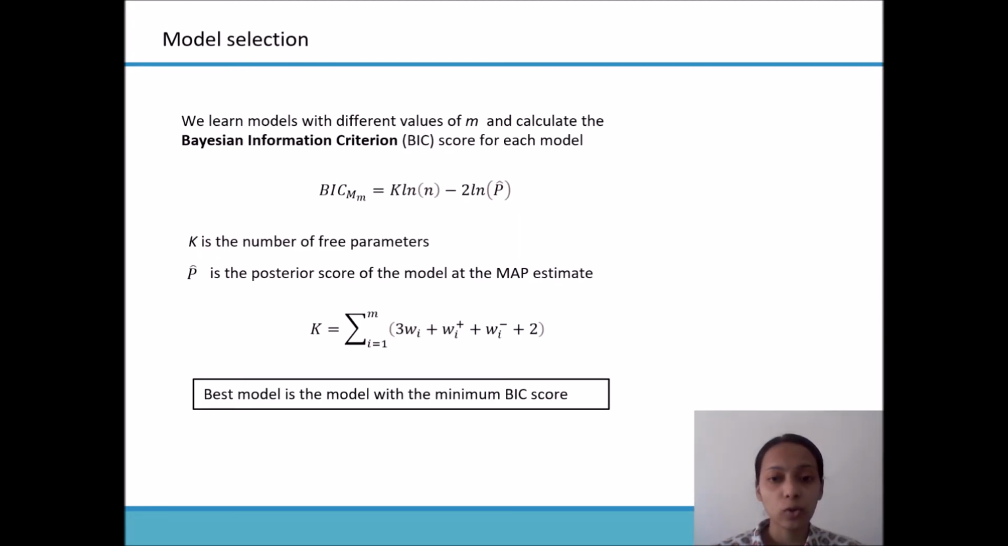Since we do not know the best value of m, we learn the models with different values of m and calculate the Bayesian information criteria or BIC score for each model. BIC depends upon k, which is the number of free parameters of the model, and the posterior score at the MAP estimate. K can be easily calculated from the width of the motif and the widths of the read footprints as well as the tau values. Now the best model is the one with minimum BIC score.